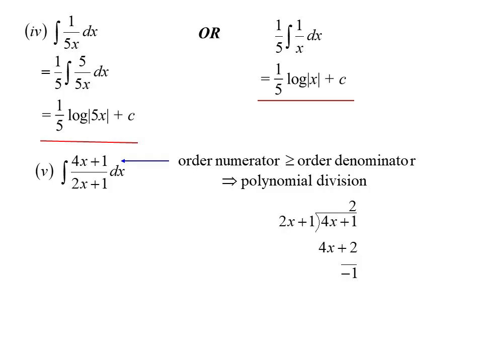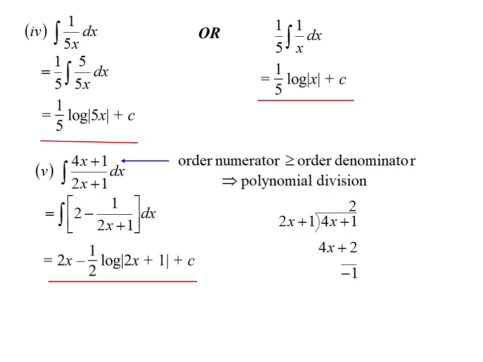I don't know if we really need to do a polynomial division, but if we did, here's our polynomial division, we can work it out. But yeah, I could rewrite that fraction as 2 minus 1 over 2x plus 1, and now each of those things I can handle. Now the first one, well, 2 just goes to 2x. The second one would be minus a half log of the absolute value of 2x plus 1.